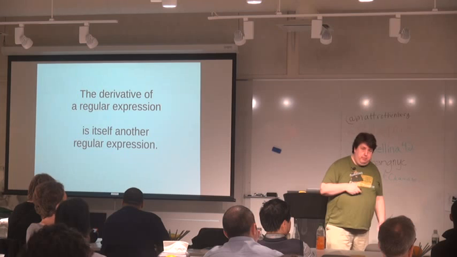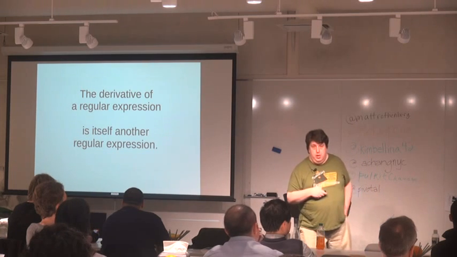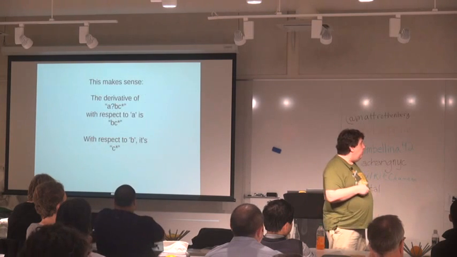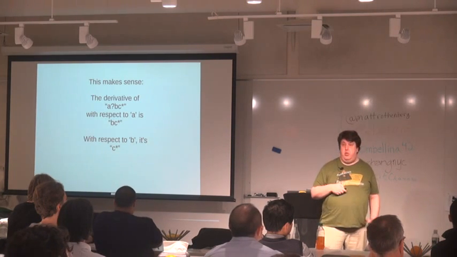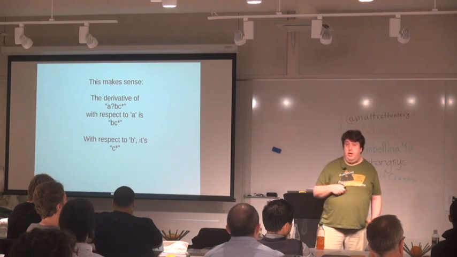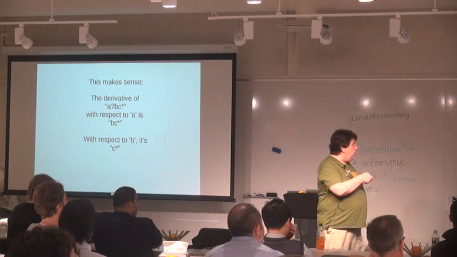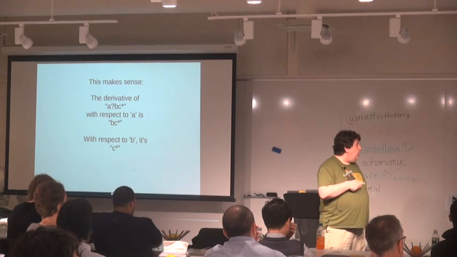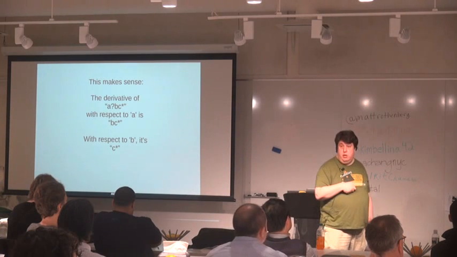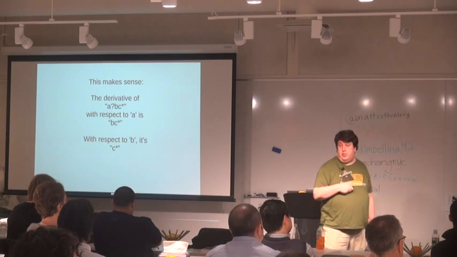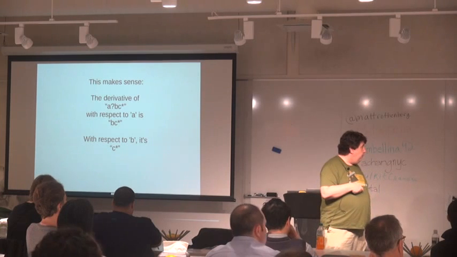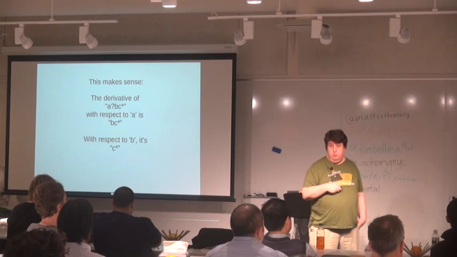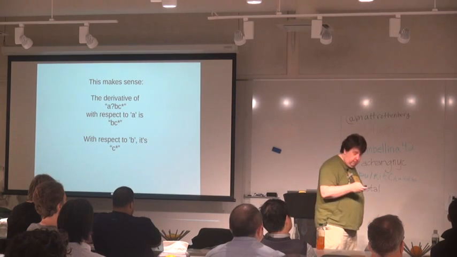Important concept here: the derivative of a regular expression is itself another regular expression. This makes sense even if you think about it in terms of your standard string representation of regular expressions. The derivative of this string representation with respect to A is just B followed by 0 or more C's. And with respect to B, it's 0 or more C's, including the empty string.